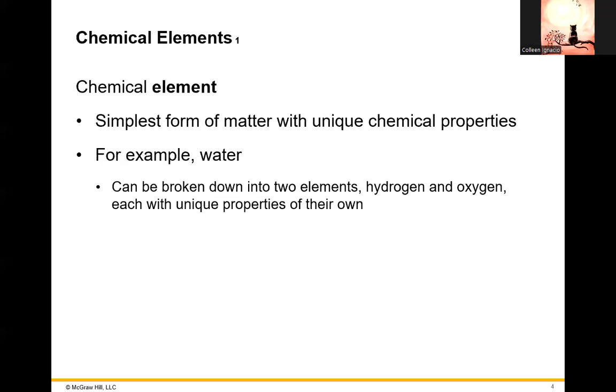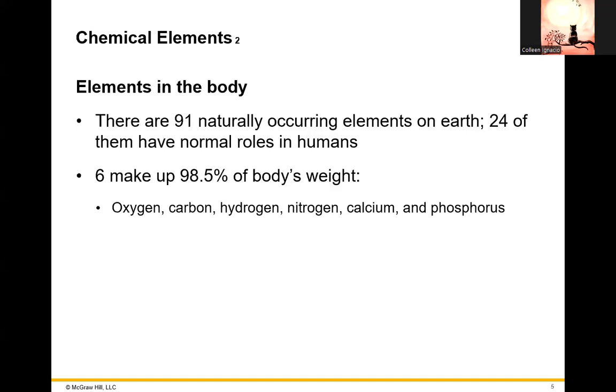So let's talk about what is an element. A chemical element is a simple form of matter with unique chemical properties. If you refer to the periodic table of elements, you will note that we have 118 different unique elements. And so when we break things down into their elements, for example, water, which consists of hydrogen and oxygen, each of those, hydrogen and oxygen, has its own particular unique properties.